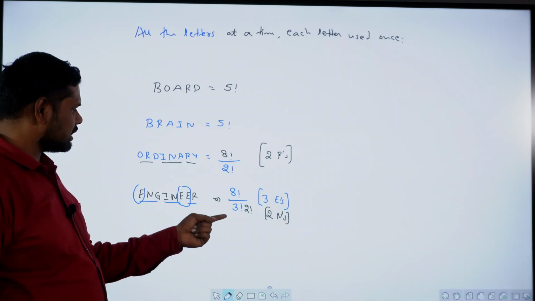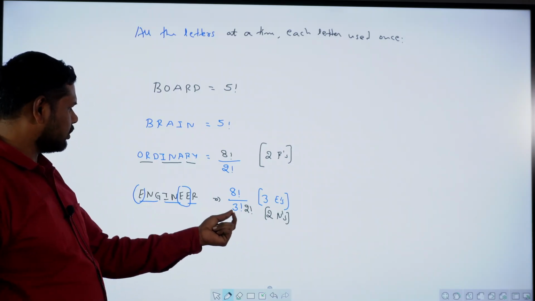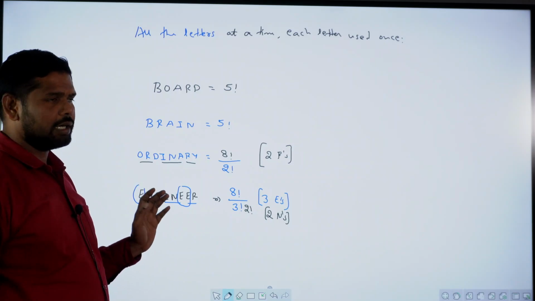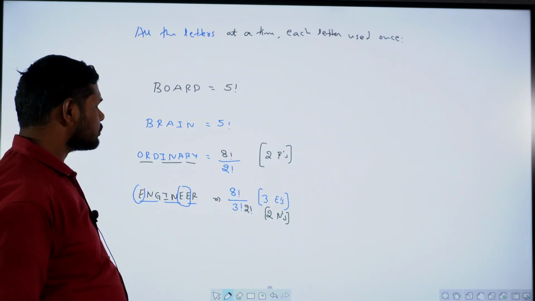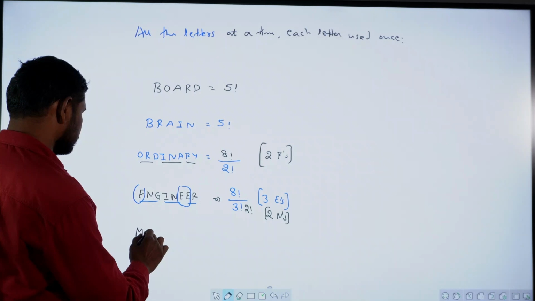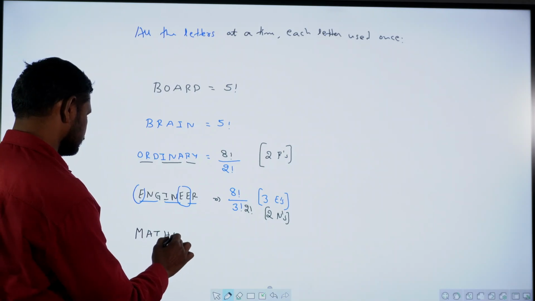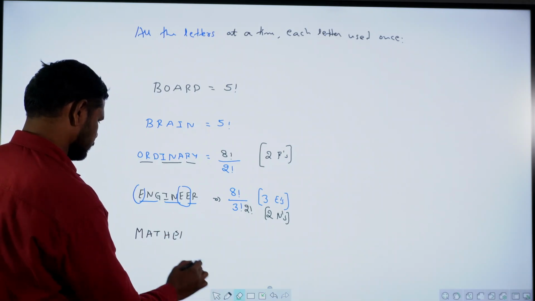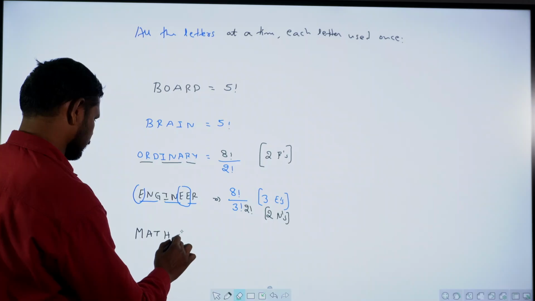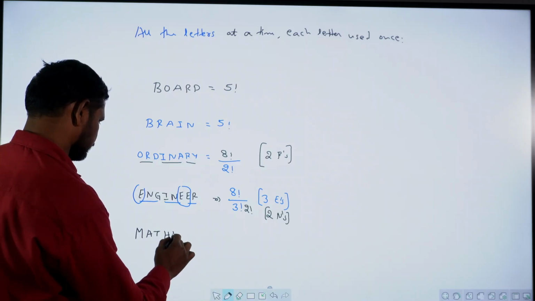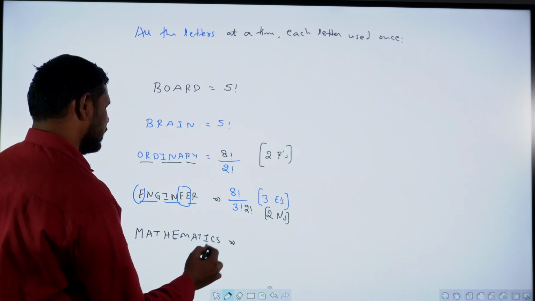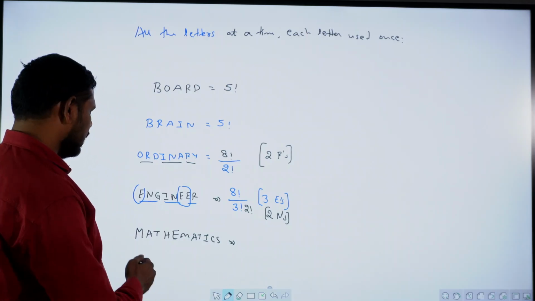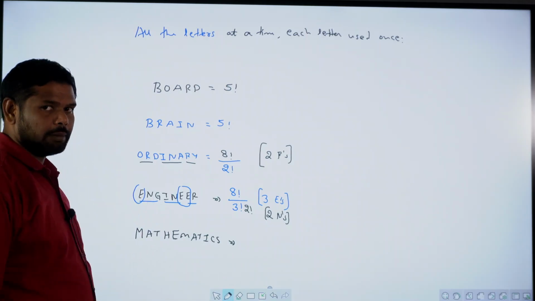3 E's are there, that's why 3 factorial. 2 N's are there, 2 factorial. G, I, R are different letters, that's why I am not writing any factorial for them. So like this, suppose MATHEMATICS is there.